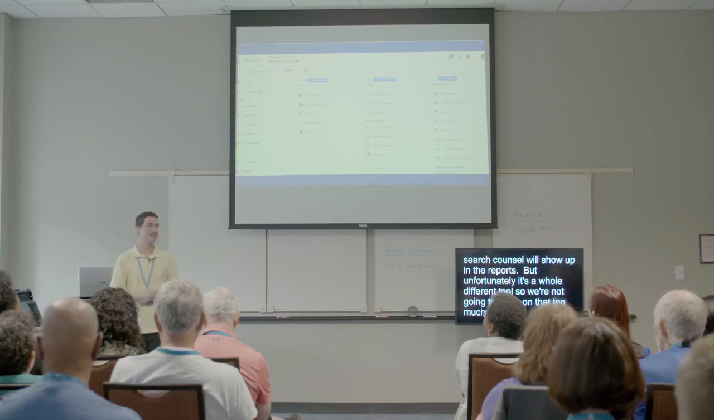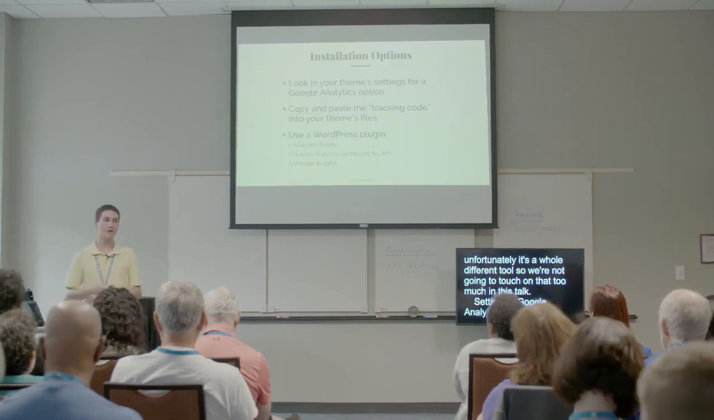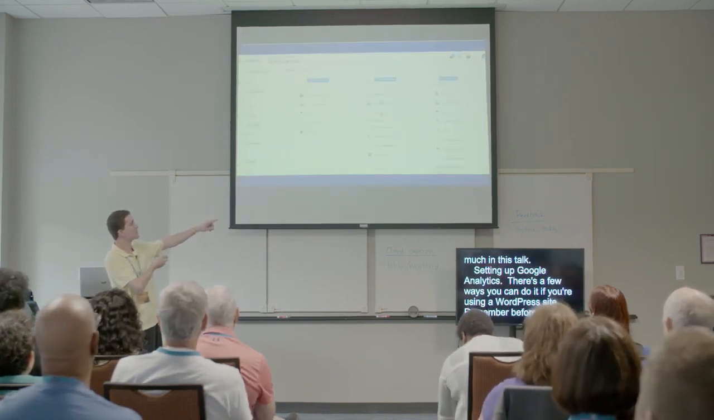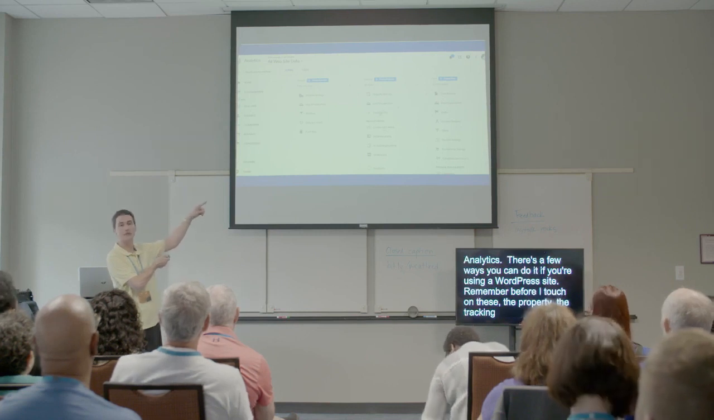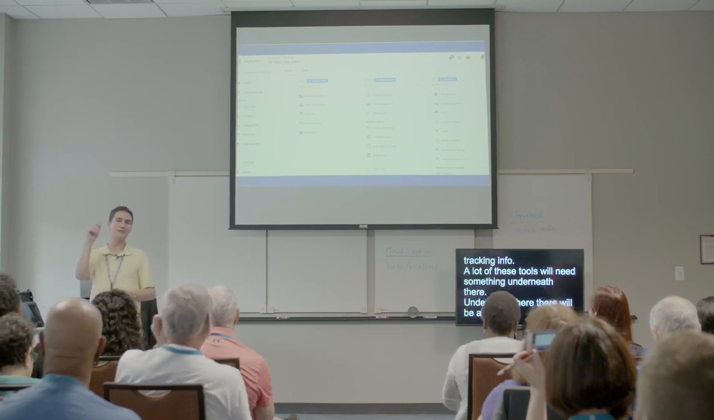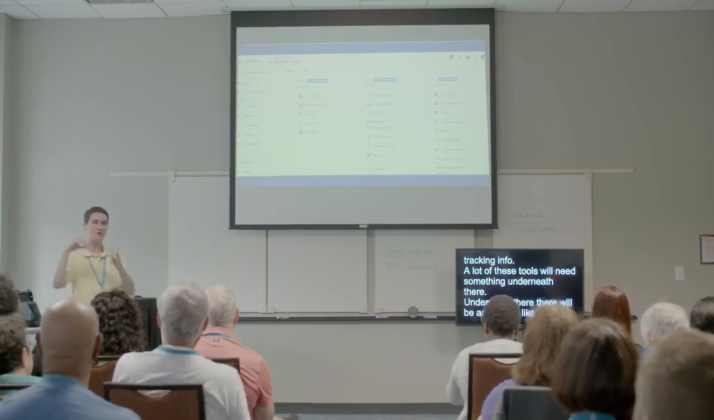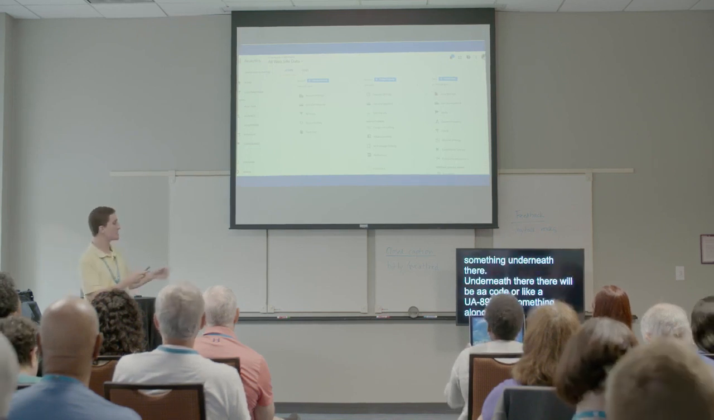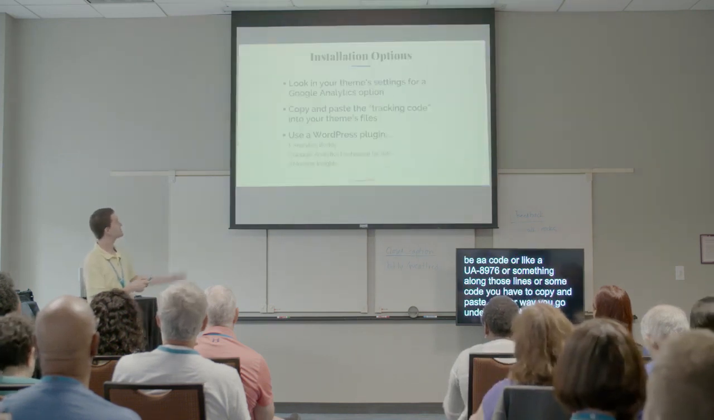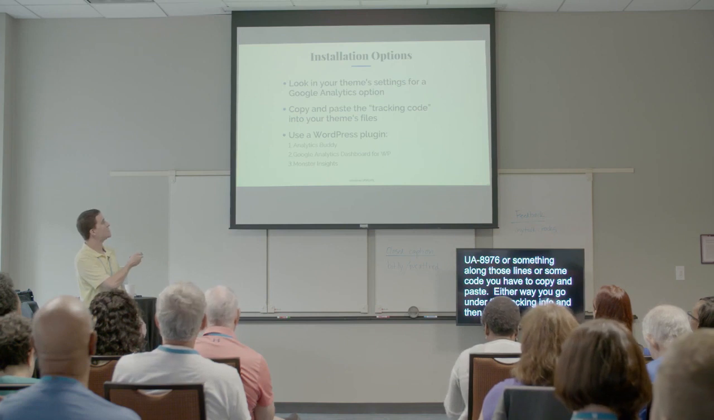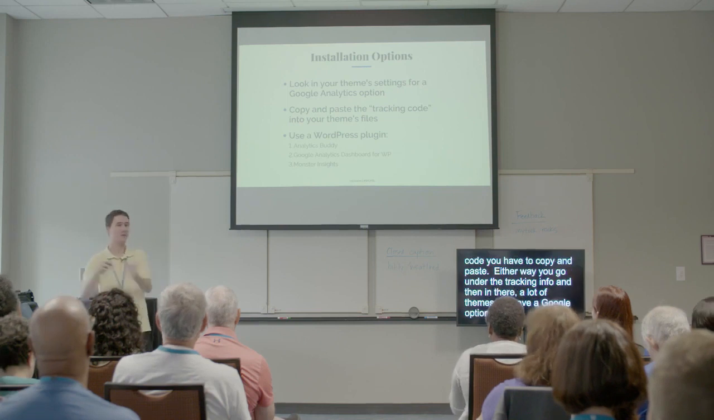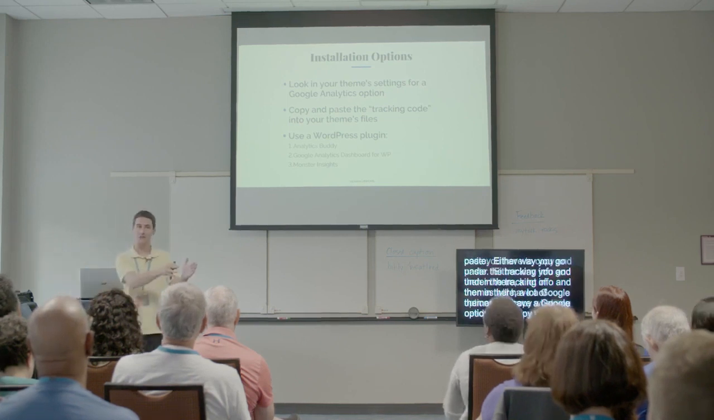Okay, so setting up Google Analytics. There's a few ways you can do it if you're using a WordPress site. Just remember, right here in the middle, there's the property and there's the tracking info. A lot of these tools will need something underneath there, either a code or an ID, like UA-8976, something along those lines, or some actual little bit of code that you might have to copy and paste. Either way, you'd be going underneath tracking info. Depending on what you're doing, a lot of themes will have a Google Analytics option inside. So you just copy whatever they ask you to copy from the tracking info, and then paste it in your theme settings, and then you'd be done.